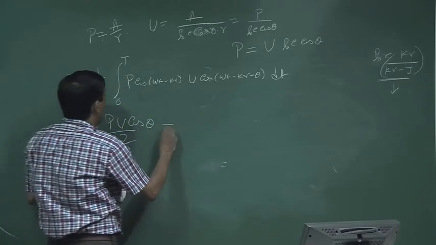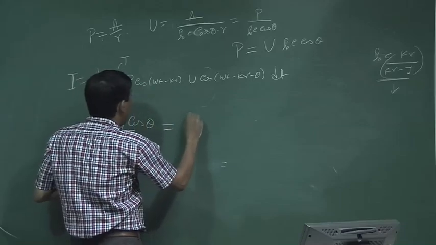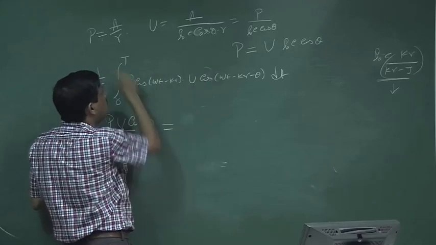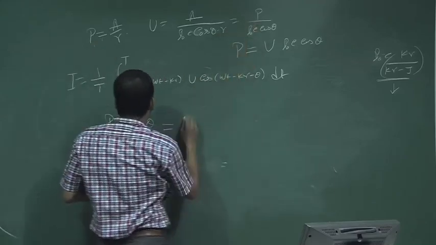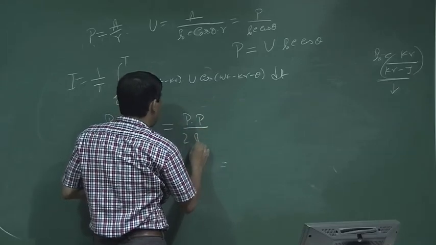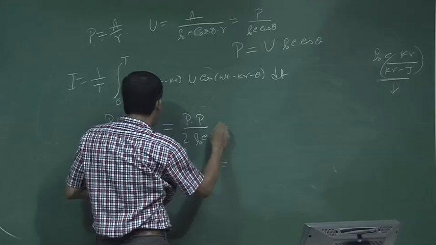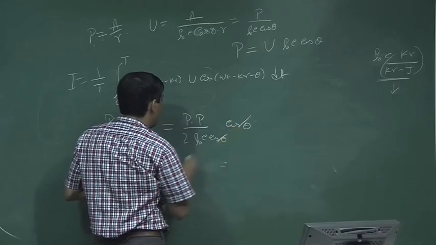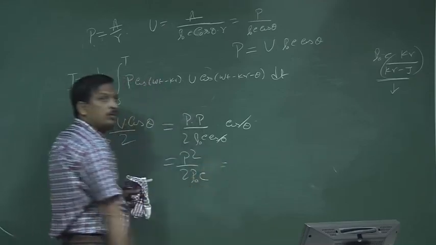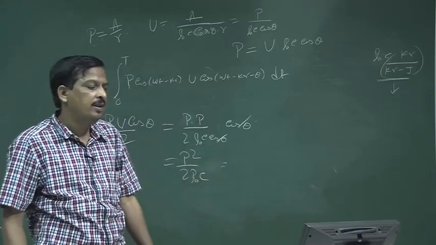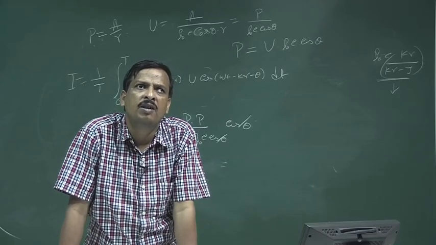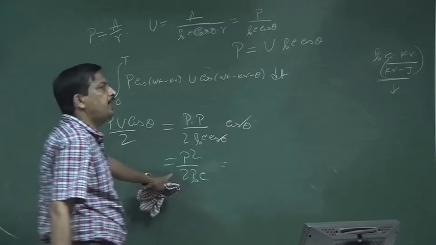So, if I get that, what is P? In terms of P or U, I can replace U in terms of P. So, U is P by rho 0 c cos theta, so P into P by 2 rho 0 c cos theta into cos theta; cos theta cancels. So, it is P square by 2 rho 0 c. So, it is the same as the linear wave intensity equation.